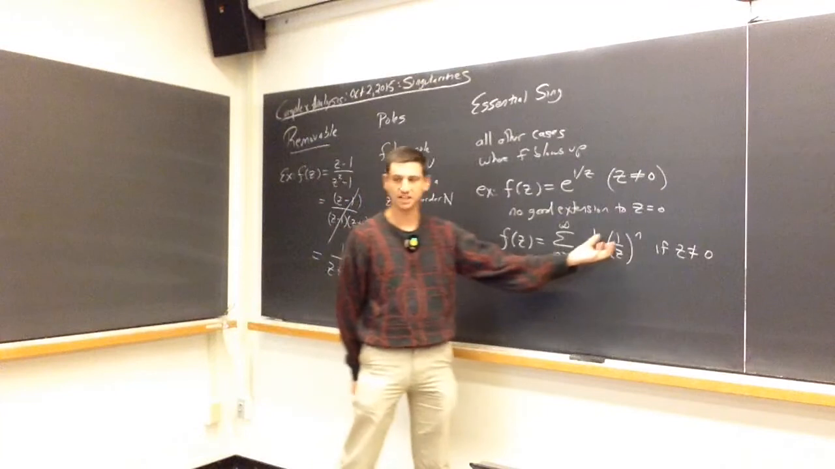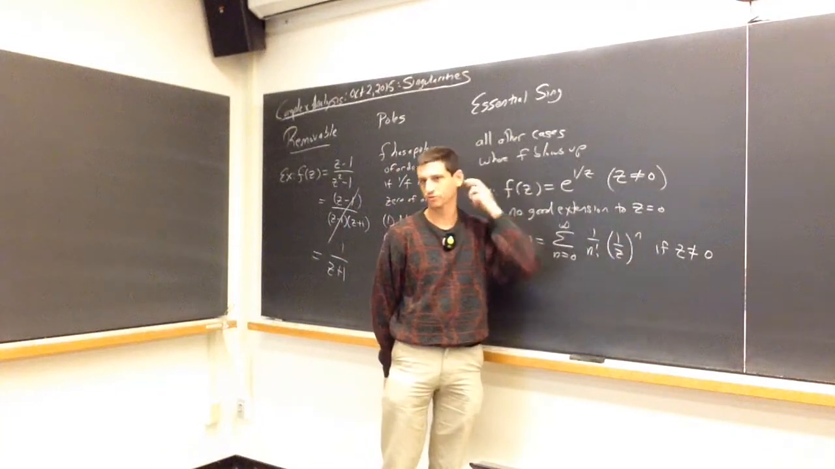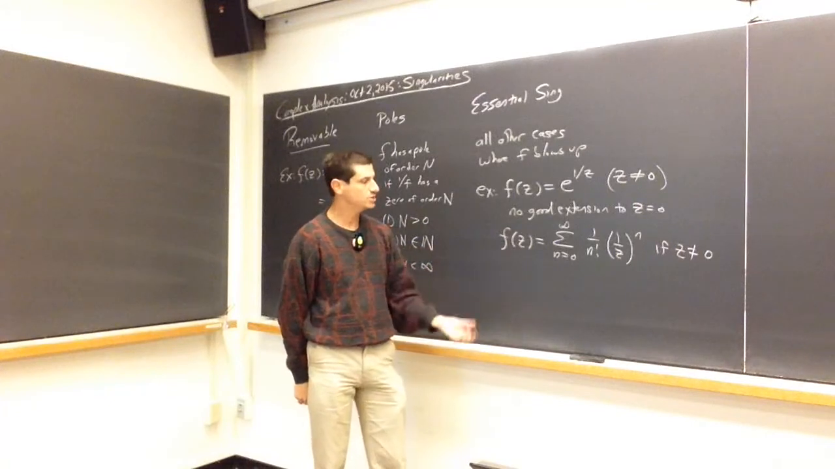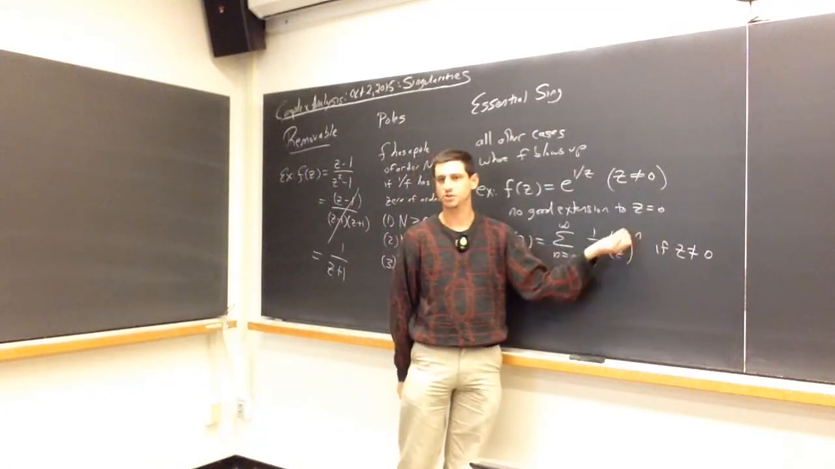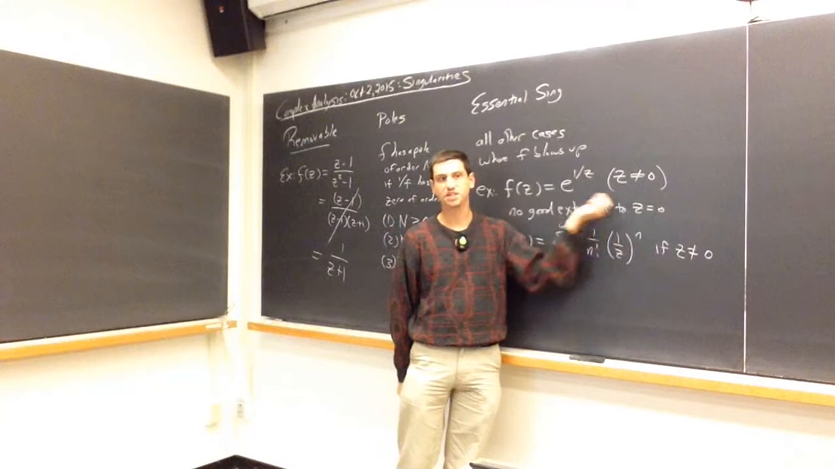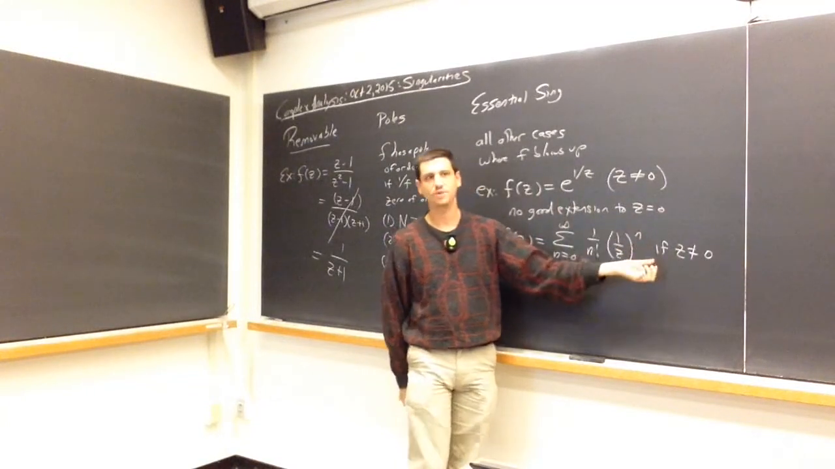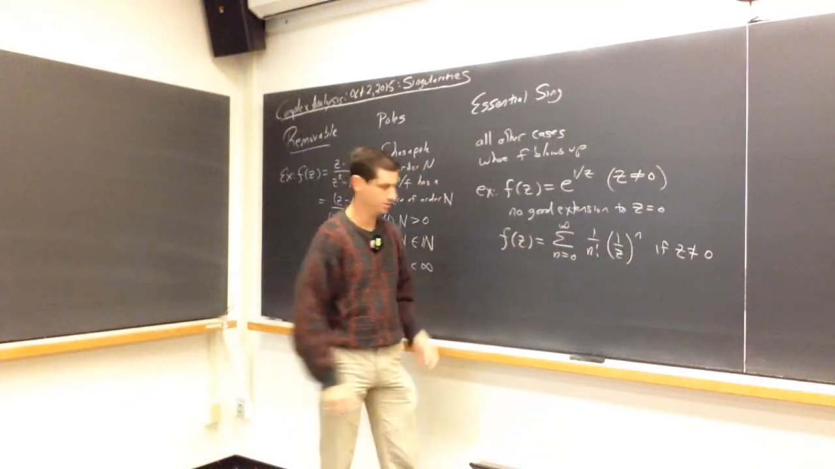This actually has a Taylor series expansion, or if you want a Laurent series expansion, if z does not equal 0, we can rewrite this and write it as 1 over z. This does have a series expansion at z equals 0. The problem is it has infinitely many negative powers.